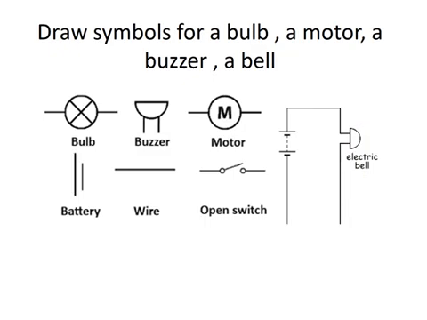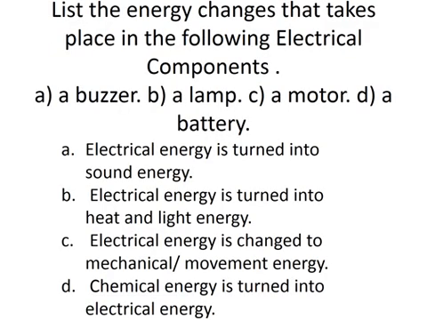The next question is, list the energy changes that take place in the following electrical components: a buzzer, a lamp, a motor and a battery. In this question you have been asked to tell what energy changes take place in the following electrical components. Like you have to tell which type of energy is converted into which type. So basically the question is this.